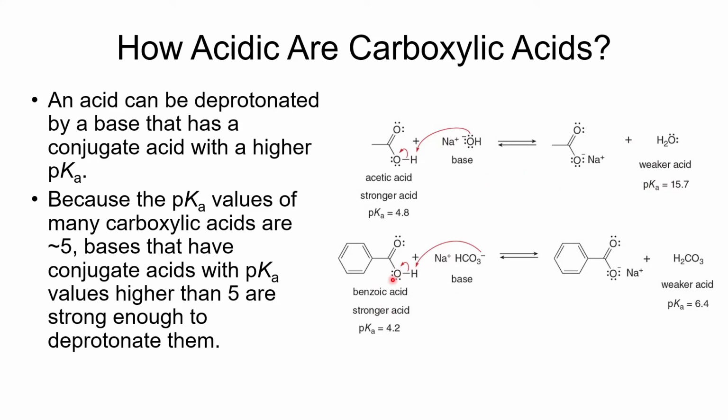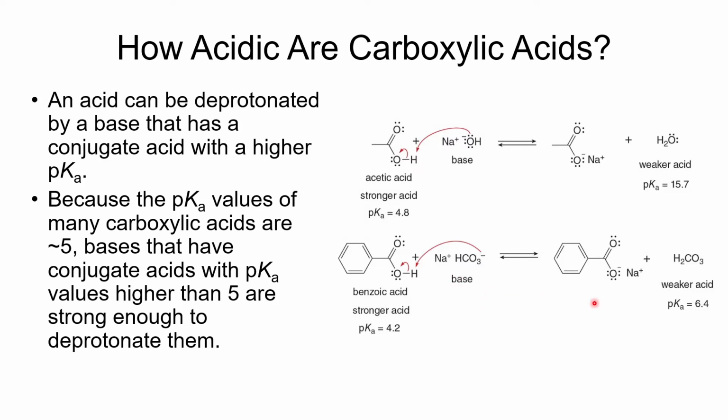On this one here, we've got benzoic acid. Benzoic acid is a little bit stronger acid than acetic acid, and it's definitely stronger than the conjugate acid of bicarbonate. The conjugate acid of bicarbonate is carbonic acid, which has a pKa of 6.4. That's definitely a big enough difference that the equilibrium will lie to the right. Again, look at both acids, and whichever one has the lower pKa, the equilibrium will lie in the opposite direction.